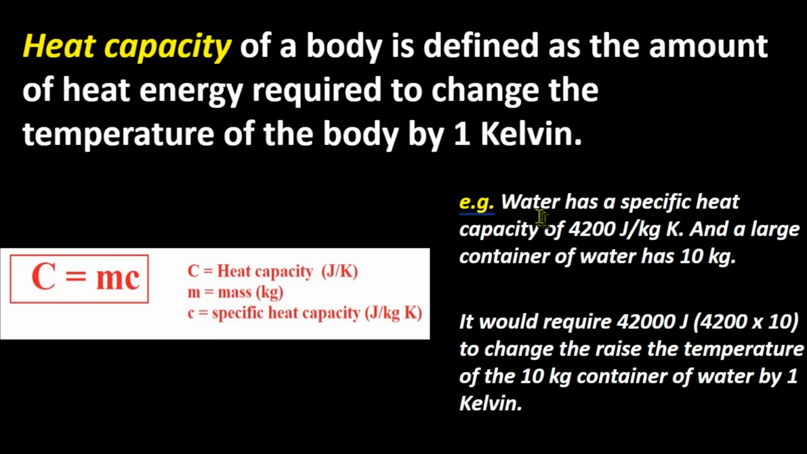So an example of this would be water, which has a specific heat capacity of 4200 joules per kilogram Kelvin. But let's say that we have a large container of water of 10 kilograms. How much energy would be needed to change that by 1 degree? Well, it would need 10 times the amount.